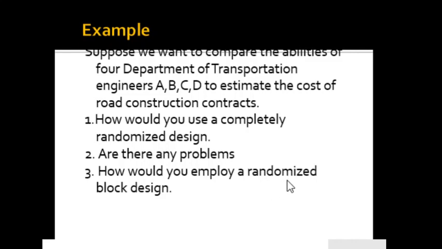Okay, so here's another example. Suppose you want to compare the abilities of 4 Department of Transportation engineers, A, B, C, and D, to estimate the cost of road construction contracts. How do you use a completely randomized design here? Will there be any problems? And how do you implement a randomized block design?